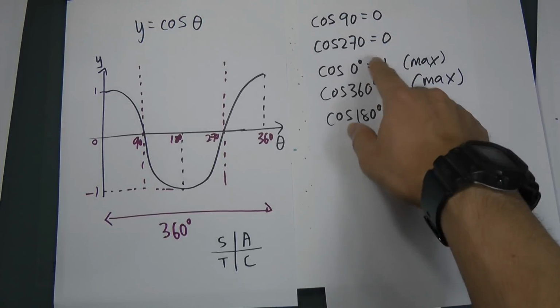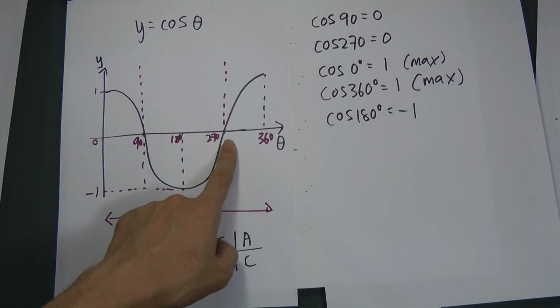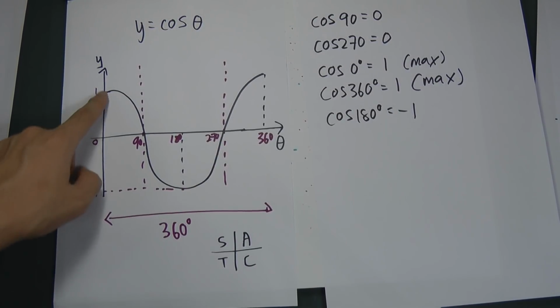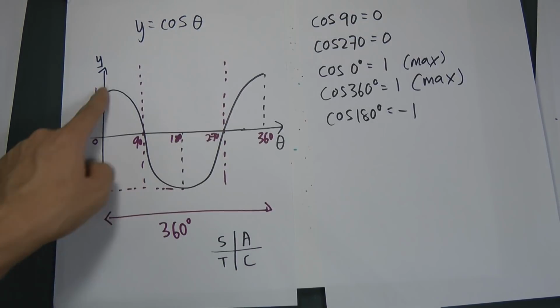Which one will get 0? 90 and 270 will get 0. And then 0 and 360 will get 1.